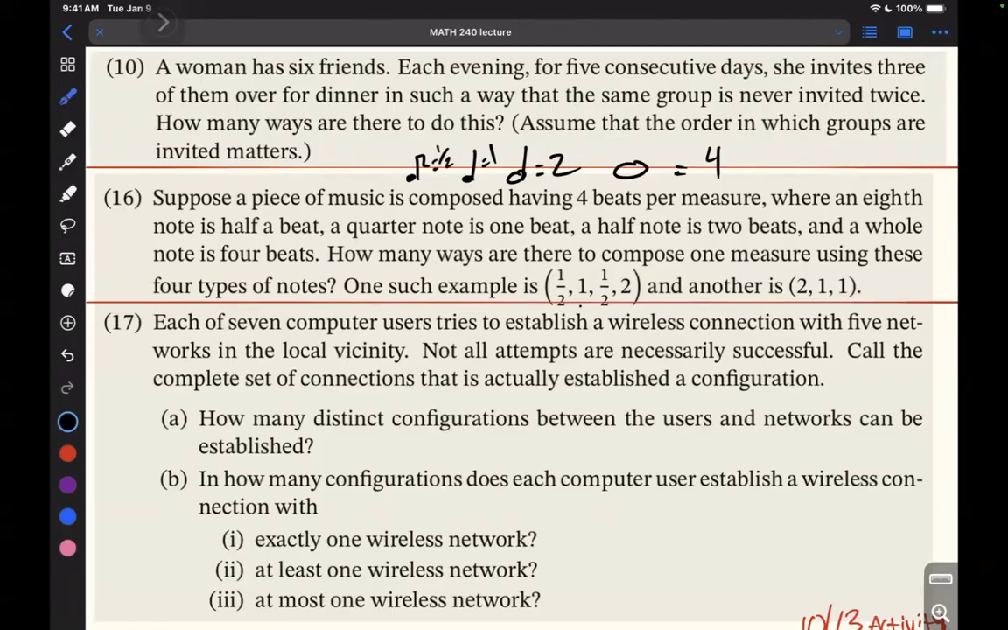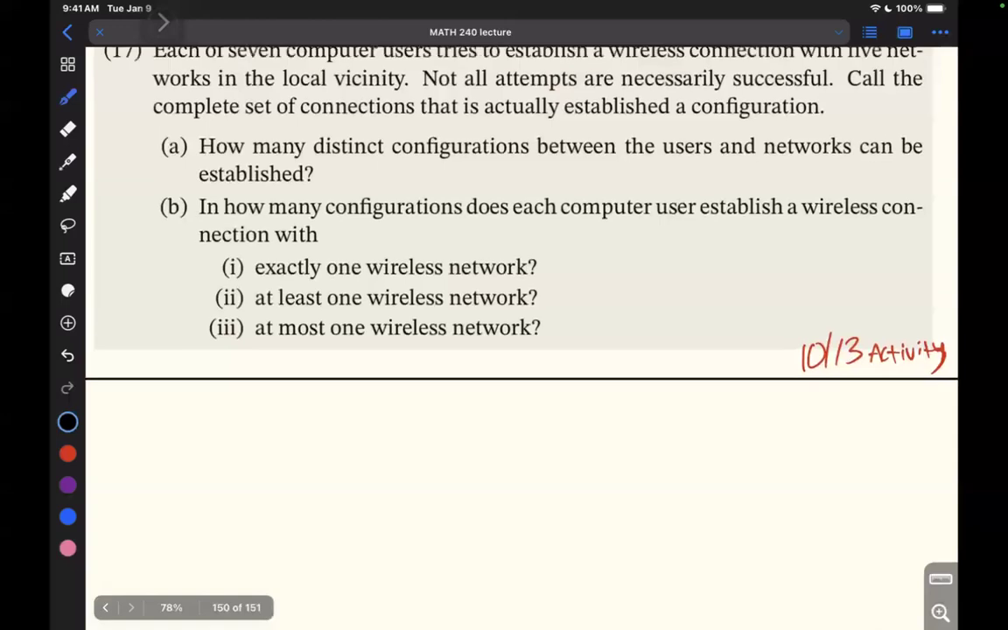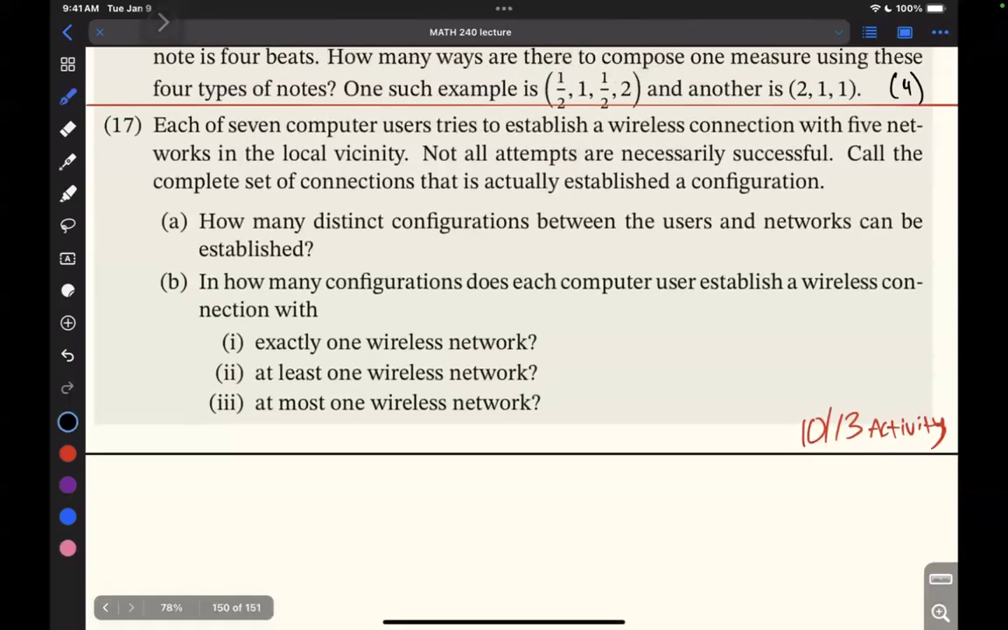So for example, I can have a 1/8 note, a quarter note, an 1/8 note, and a half note. Another, I could have a half note and 2 quarter notes. Another is I can just have a whole note for the whole measure. Another is I can have 4 quarter notes. All right. So this is a music question. And they say math isn't artistic.